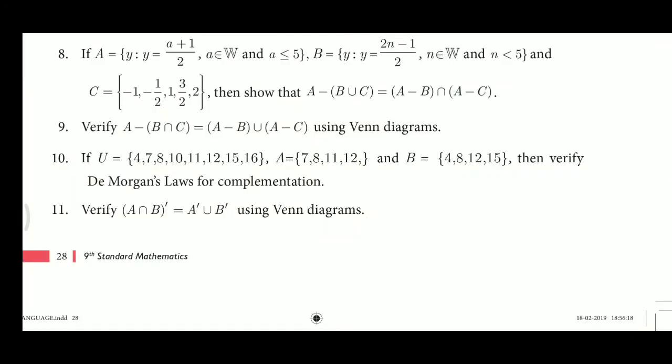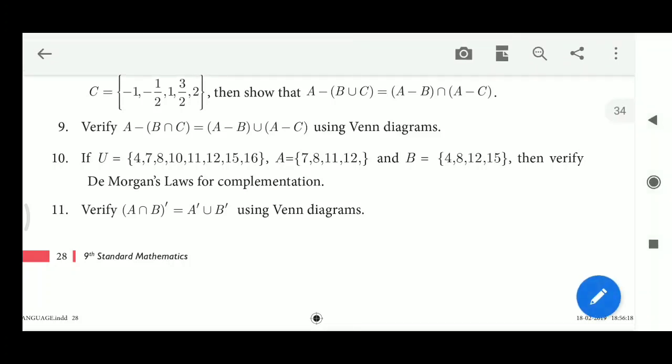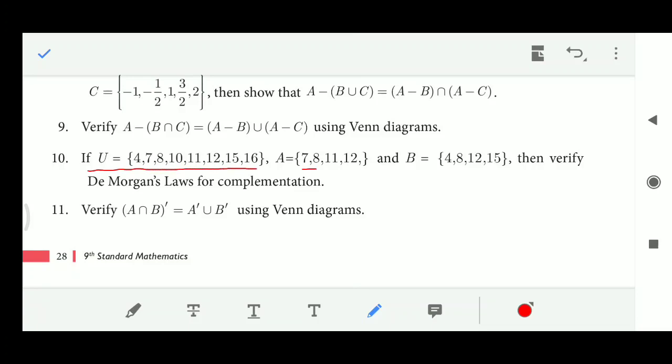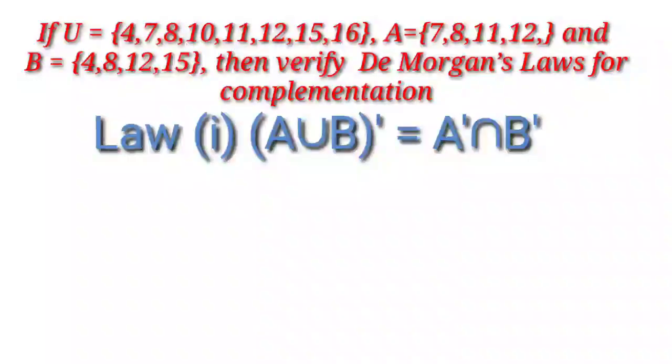Using these laws of complementation, we will do the 10th sum from the exercise. Here the set U contains 4, 7, 8, 10, 11, 12, 15, 16 and set A contains 7, 8, 11, 12 and B is equal to 4, 8, 12 and 15. Then verify the De Morgan's laws of complementation. So the first law is A union B whole dash is equal to A dash intersection B dash.